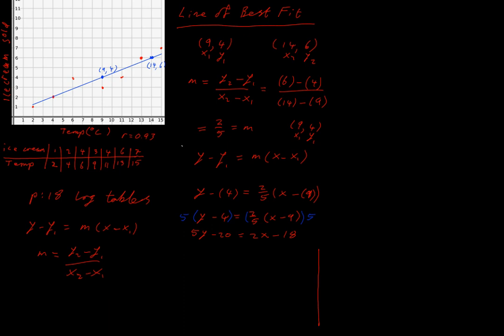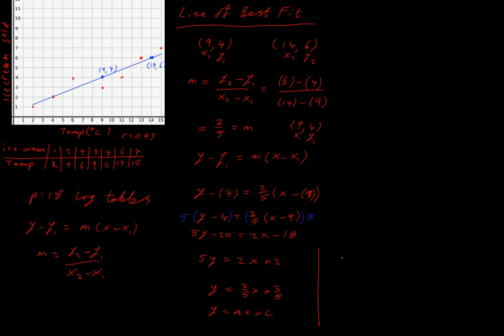So I'm going to do getting y by itself on this side of the equation, so I'll end up with 5y is equal to 2x plus 2. Divide both sides by 5 and we get y is equal to 2 over 5x plus 2 over 5. That's one form of the equation in the form y equals mx plus c. And that has its uses.